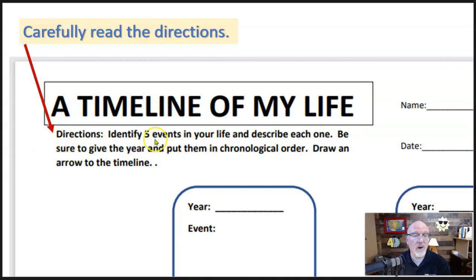But of course, you always want to carefully read the instructions on any assignment. So we've got some criteria here. You need 5 events. You need a short description. You've got to have them in chronological order. You've got to have the year, and you need to draw an arrow to the timeline. So be sure that you read all of those little things right there.